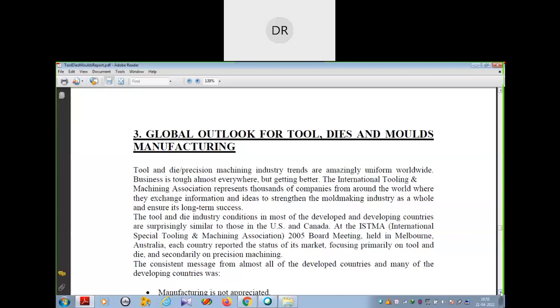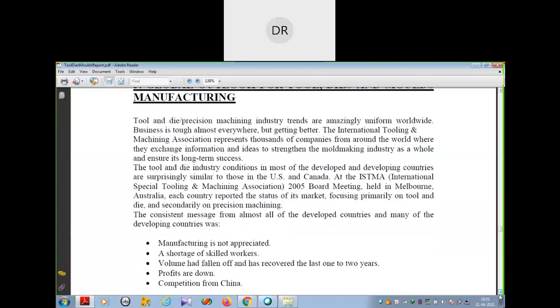Okay. ISTMA, International Special Tooling and Machining Association. The consistent message from almost all the developed countries and many of the developing countries was: manufacturing is not appreciated, shortage of skilled workers, volume had fallen and has recovered in the last 1-2 years, then profits are down, competition from China. So these are some of the messages they were giving when the board meeting was held in Melbourne.